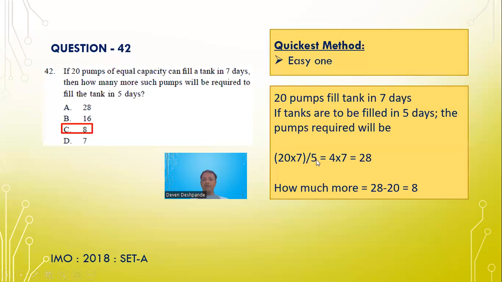20 into 7 divided by 5. So 5 for the 20 is 4, 4 into 7 is 28, isn't it? So 28 pumps are required. So how many more pumps are required? 28 minus 20. 28 minus 20 is 8, isn't it? So number of more pumps required is 8.